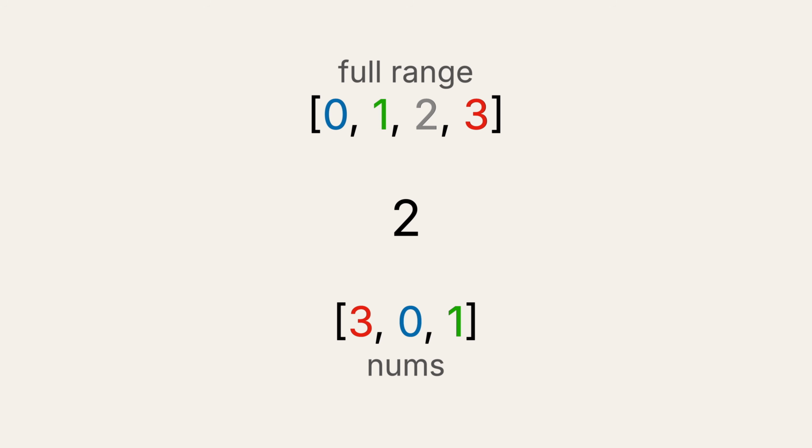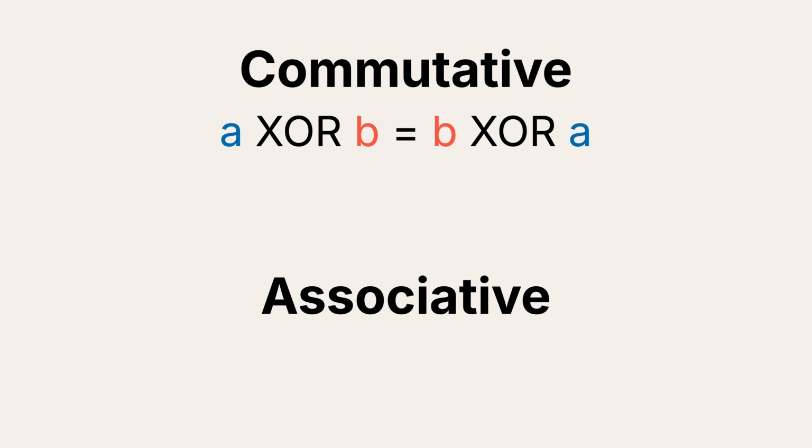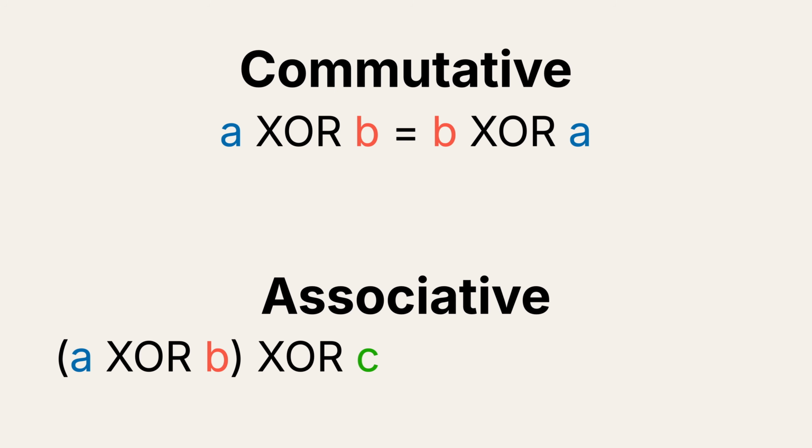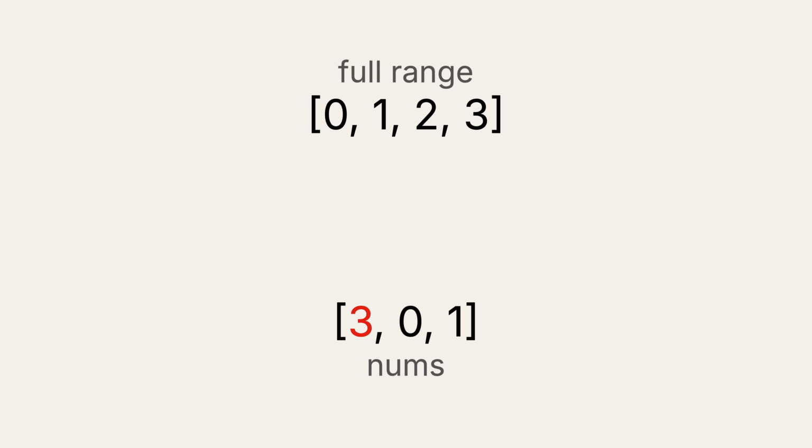Now the question is, will this still work even if you don't XOR those numbers in that order? The answer is yes, because XOR is both commutative and associative, meaning that A XOR B is equal to B XOR A, and A XOR B then XOR C is equal to A XOR B XOR C. So no matter what order we XOR all those numbers together, the duplicates will always cancel themselves out and we'll be left with the missing number.